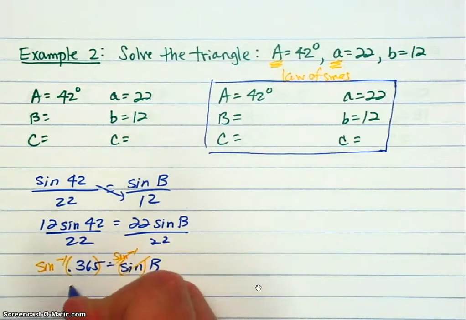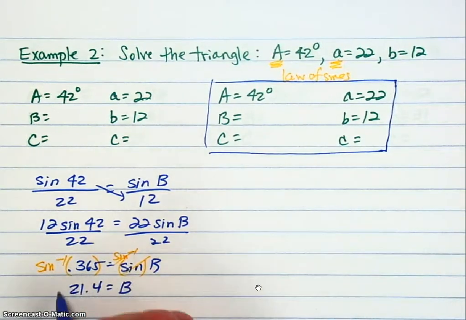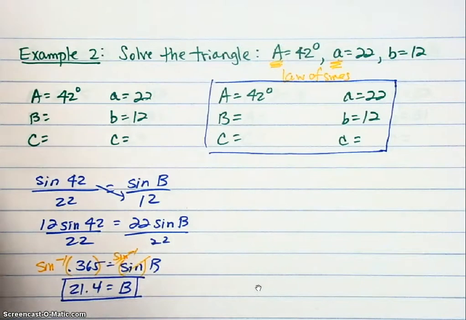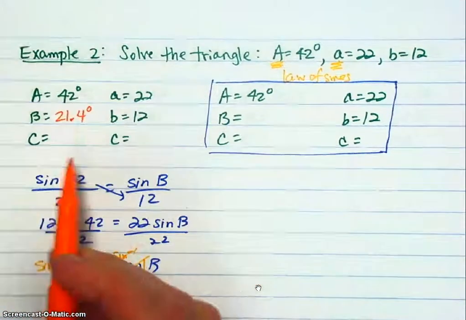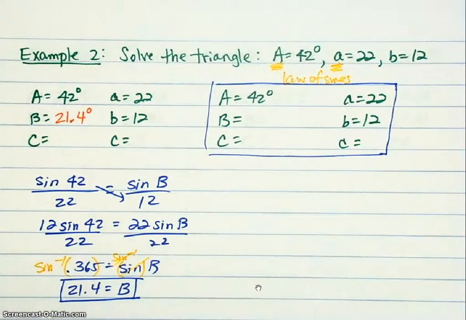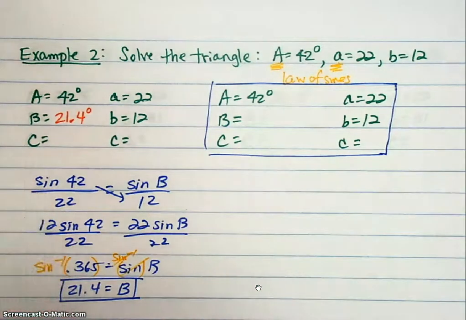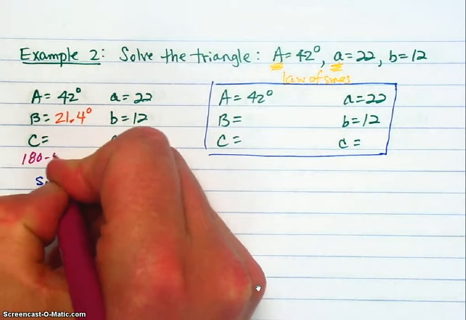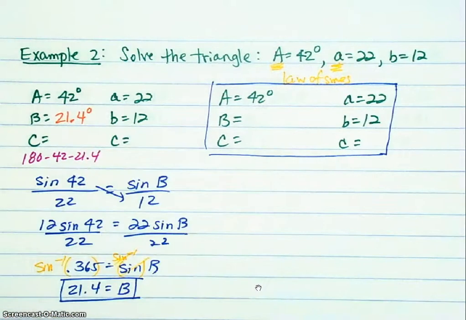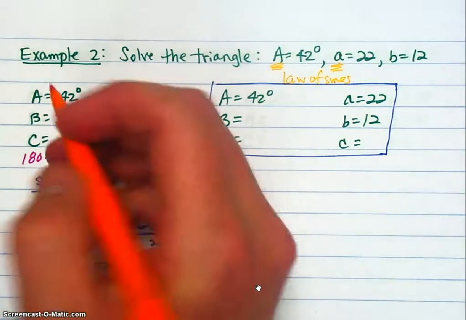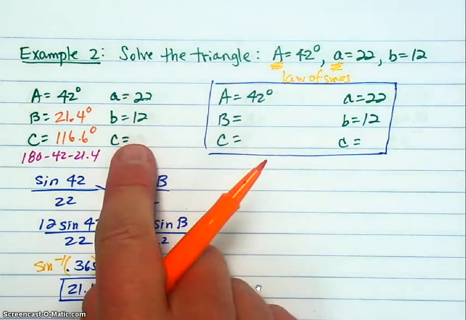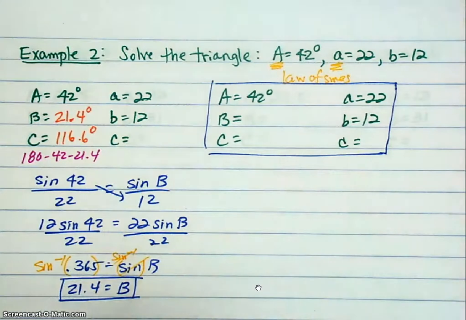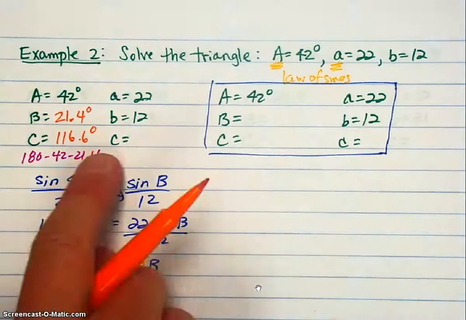So I did get an answer this time. 21.4 is my capital B, so I'm going to write that in here. Now, I'm going to solve this triangle just like I normally would. If I know two angles, I can get the third angle by simply taking 180 minus 42 minus 21.4. And that's going to give me 116.6. Now I can solve for lowercase c just like we've been doing, and I'm going to do that in just a minute. So I know I can get an answer here.